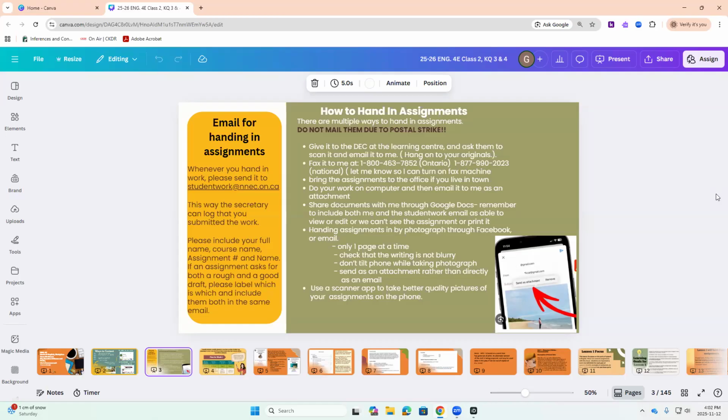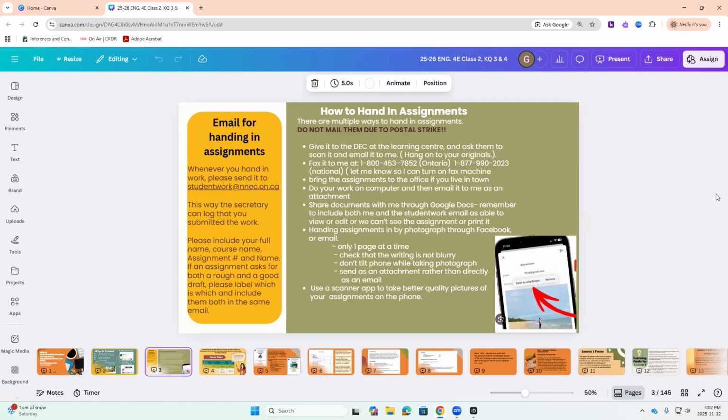You can also fax it to me, 1-800-463-7852. That is in Ontario, or 1-877-990-2023. That is in the rest of Canada. Let me know that you're planning to fax it, and I will turn on the fax machine because we kind of keep it in sleep mode. If you live in town, you're welcome to just bring the assignments by the office.